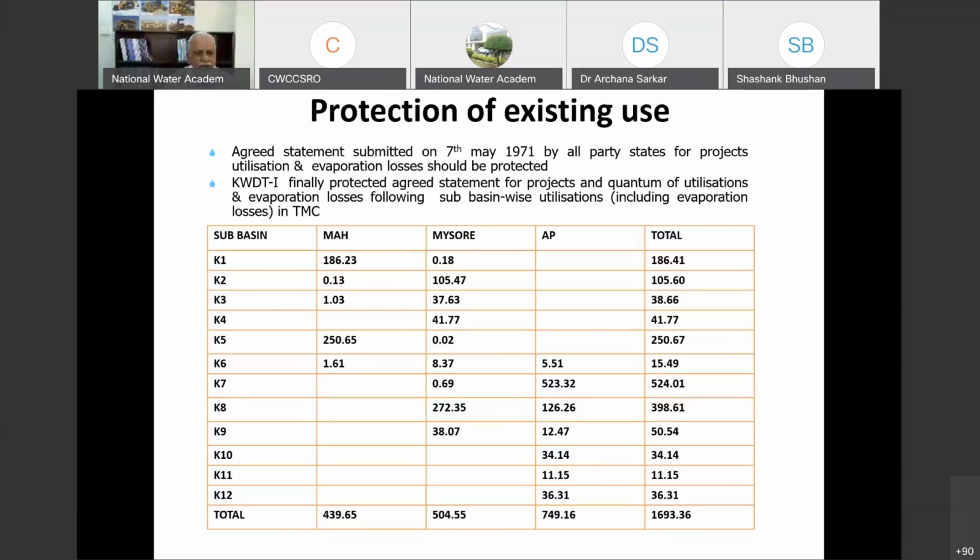Together, the uses were 439.6 in Maharashtra, 5.55 and 749.16, 1693.36 TMC use. It doesn't mean that at that time actual utilization was this much. We had seen the figures that it was only 700 and odd. Actions which were taken, committed use was there, and therefore it was a protected use.